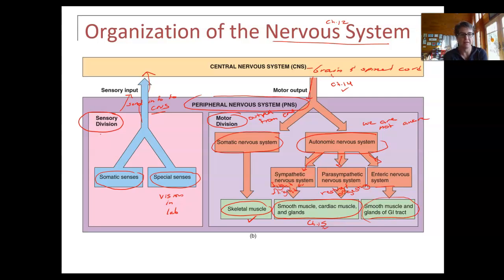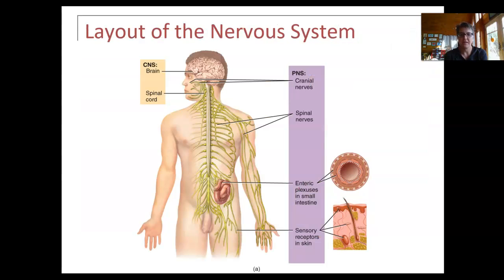That's the paramedic. That's the paramedic. That's the parasympathetic nervous system. Sorry, guys. That is not you paramedics. That's very funny.